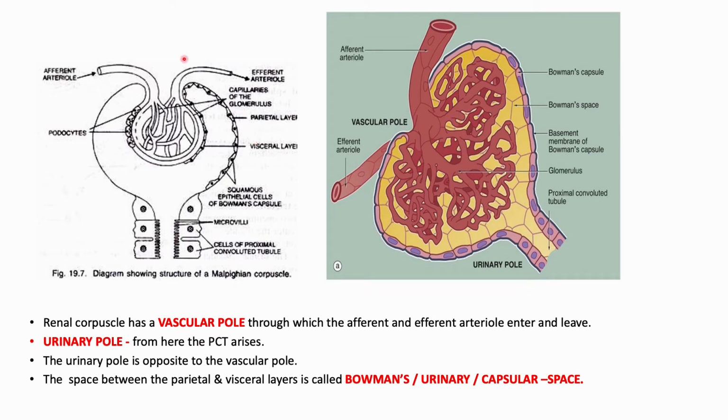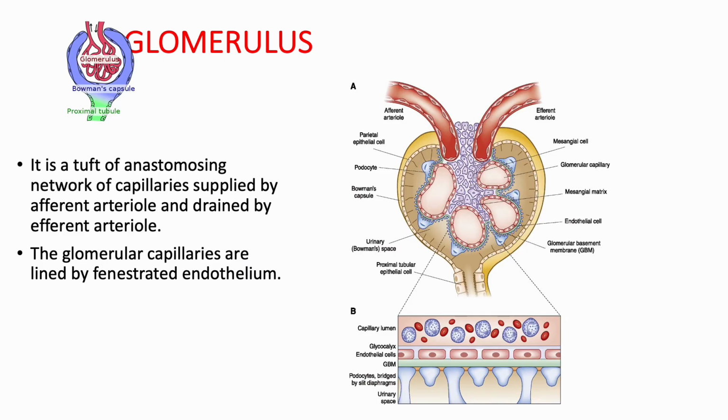We have two poles: the vascular pole, through which the afferent and efferent arterioles enter and leave, and the other is the urinary pole. From here the proximal convoluted tubule arises. This urinary pole is opposite to the vascular pole, and the space between the parietal and the visceral layer is called the Bowman's space, urinary space, or capsular space.